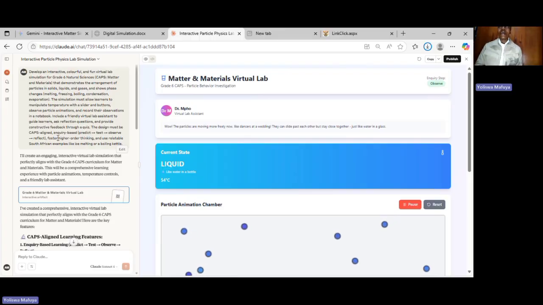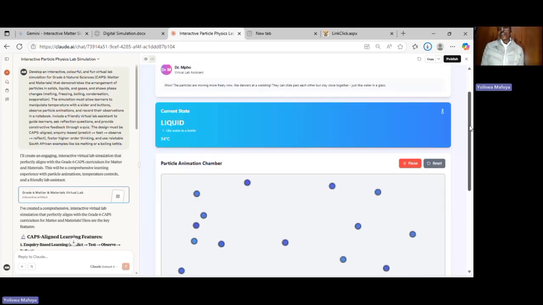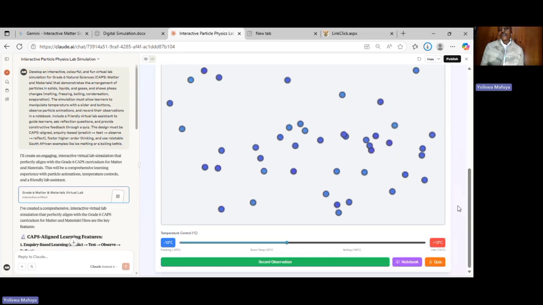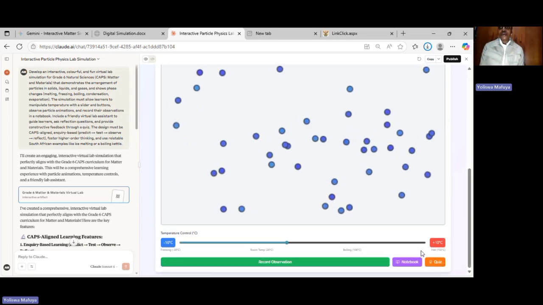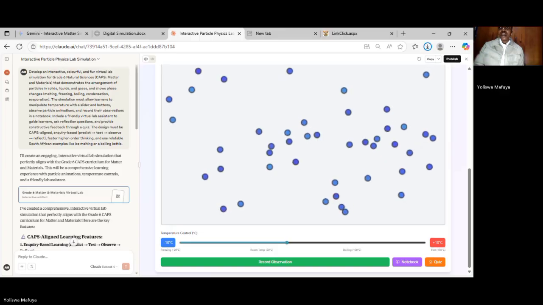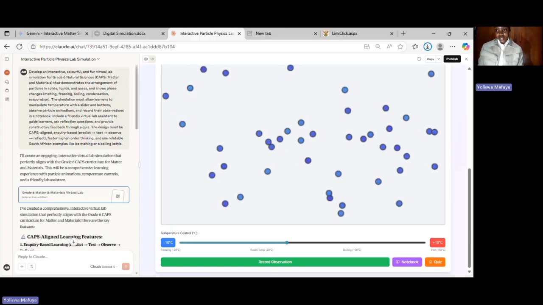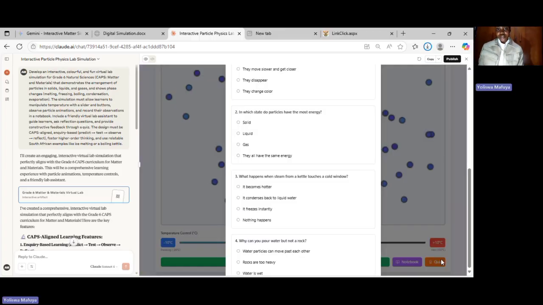And this lab creates curiosity. Learners want to know, what are solids? What are liquids? What are gases? And this is what this simulation is there for. Now, as a teacher, you're wondering, how will I know if my learners know what's being taught? This is where we have our own quiz, right?